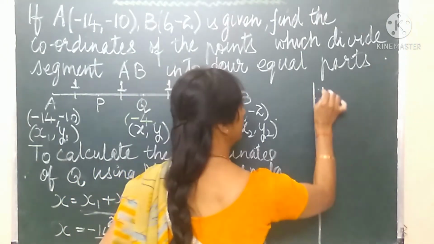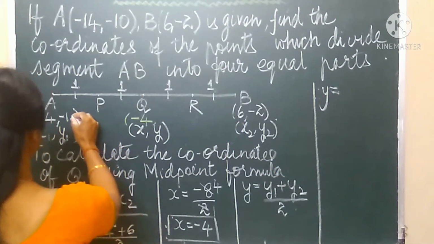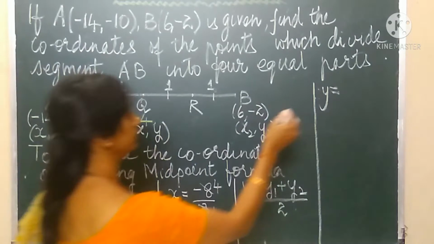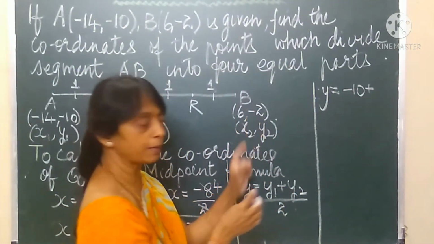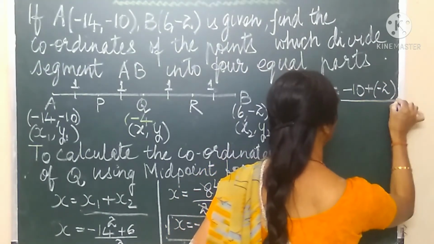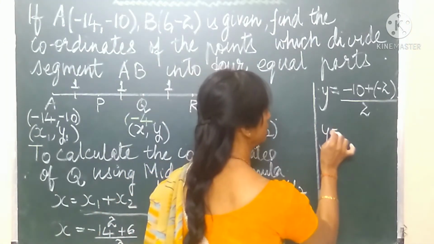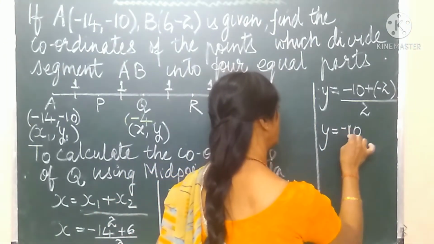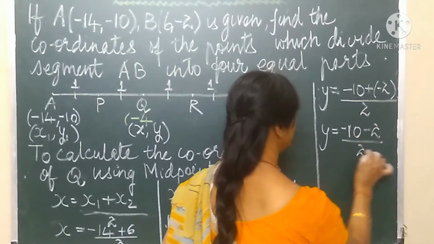Thus, y is equal to y1 plus y2, that is minus 10 plus minus 2. Let's put a bracket so that we avoid errors in solving problems. y is equal to minus 10, open the bracket, plus into minus is minus, upon 2.